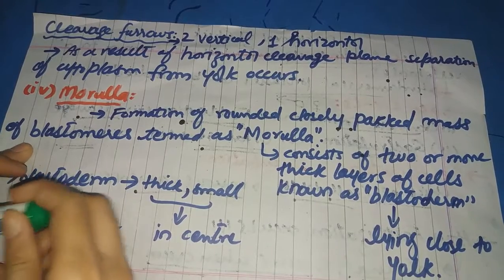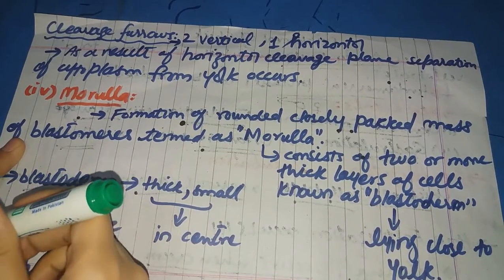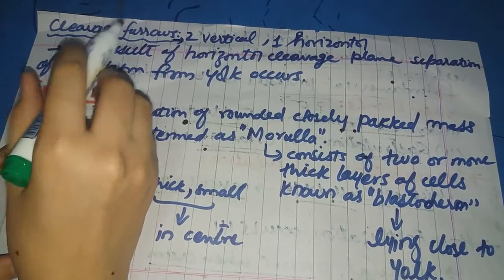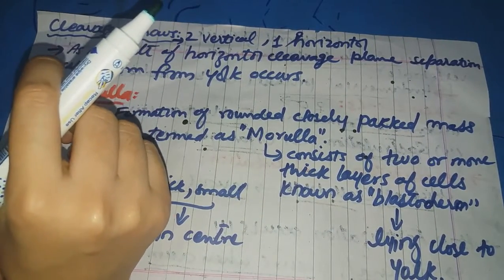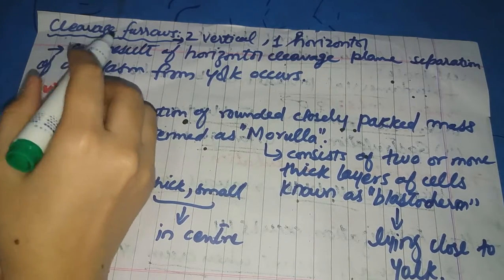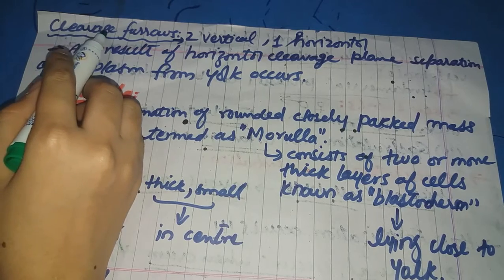As we were discussing the cleavage, we came to know that cleavage starts on a disc which is present in the protoplasm on the upside of the yolk. After that, we see that two kinds of cleavage rows are formed.